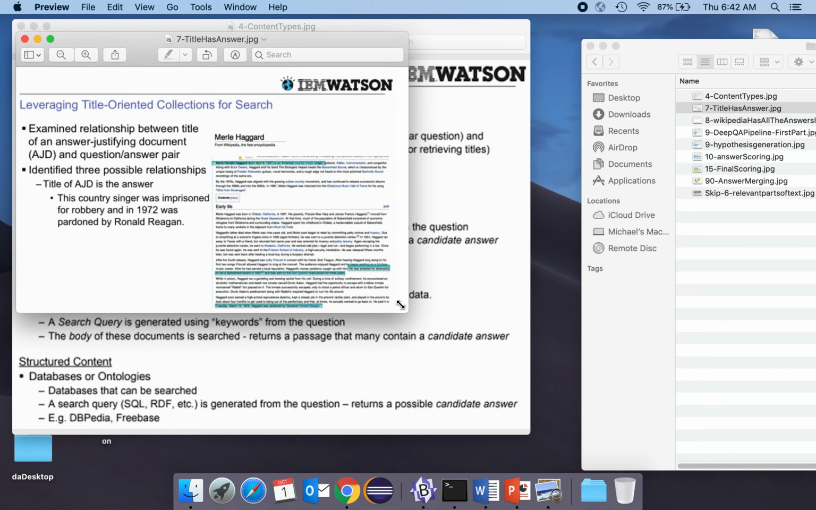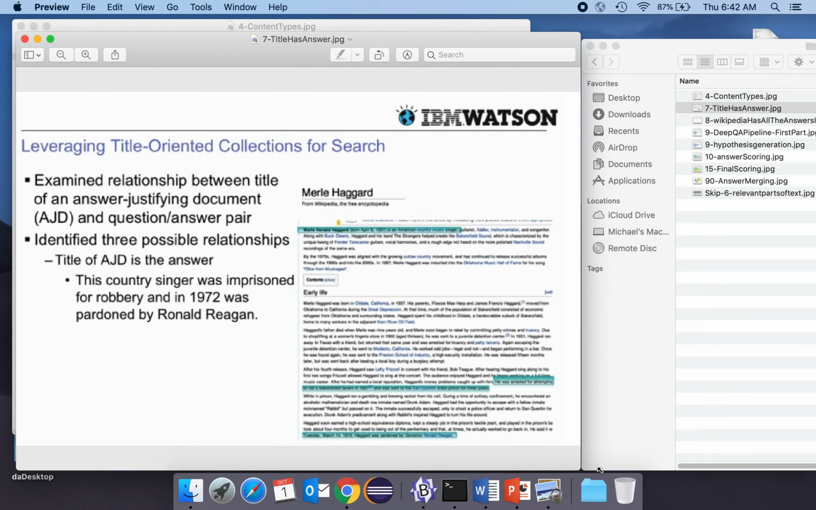So here's an example of a document where the title has the answer, Merle Haggard. This was actually a clue during Jeopardy. This country singer was in prison for robbery, and in 1972 was pardoned by Ronald Reagan. Unfortunately, this is too small, but it pretty much mentions that over here in these two passages. And so the title is Merle Haggard. Notice that they're asking really which country singer, or name the country singer.